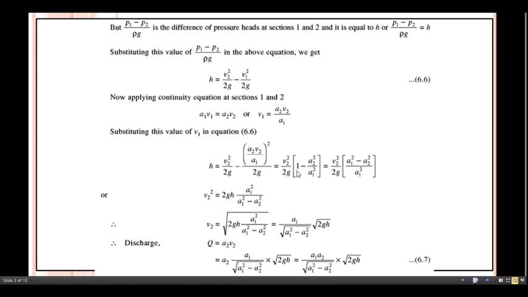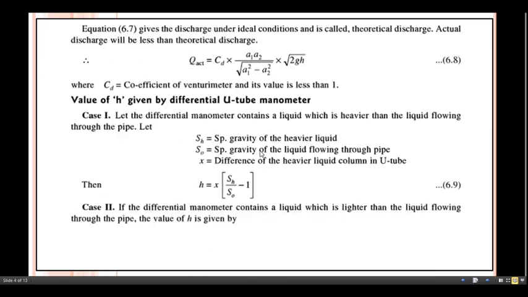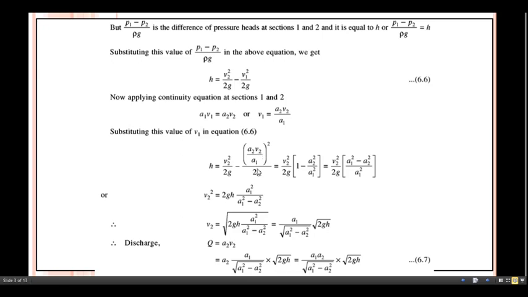Now expand this term. V2 square divided by twice g is taken common, so here only 1 will remain, minus, from this also we have taken V2 square divided by twice g common, so we get A2 square and A1 square. Whatever terms remain here are only related to the area. So A2 square divided by A1 square will remain. Make the base common here. So we get V2 square divided by twice g into bracket A1 square minus A2 square divided by A1 square. From this relation, get the value for V2. So V2 square equals twice gH, divided by that bracket term.